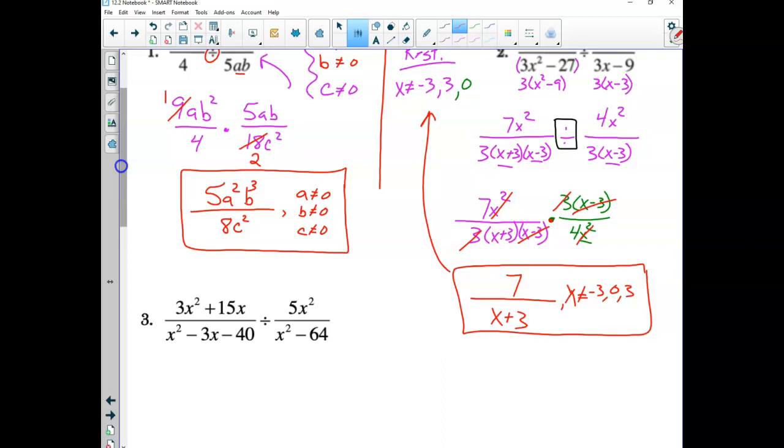And, oh boy, you almost forgot your 4 that was down there. That 4 never reduced. So don't forget it. You got to make sure everything that was not reduced stays in there. So why don't you give number 3 and 4 a try, and I am going to be back in a minute.